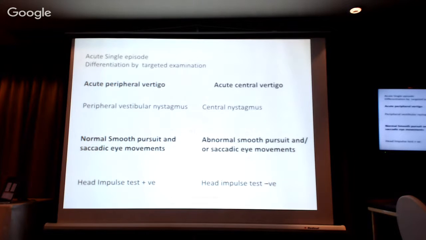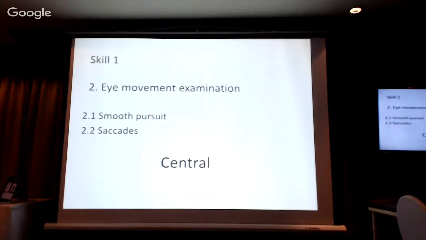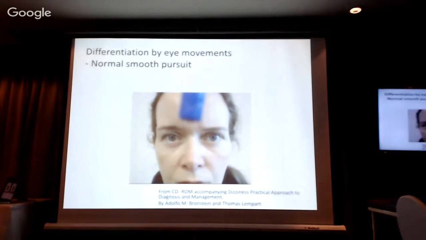Okay, the differentiation. So normal eye movements in peripheral, abnormal eye movements in central. So we have two clinically important centrally controlled eye movements in this scenario: smooth pursuit and saccades. So what do you mean by smooth pursuit eye movements?